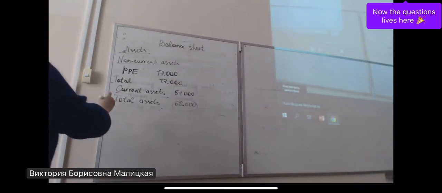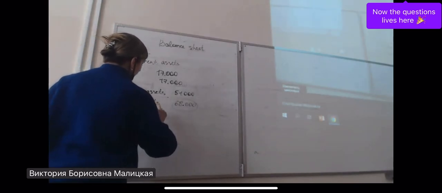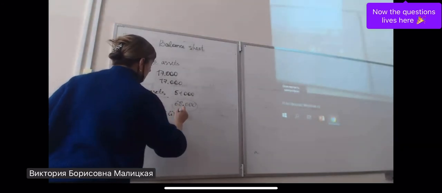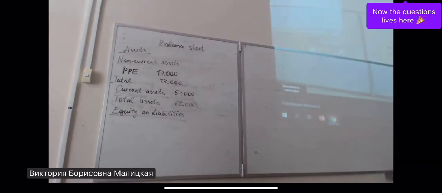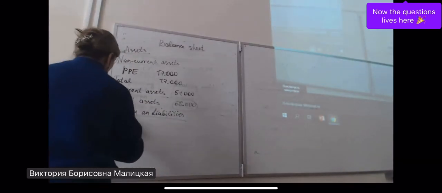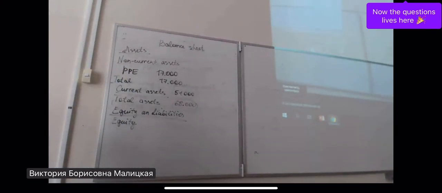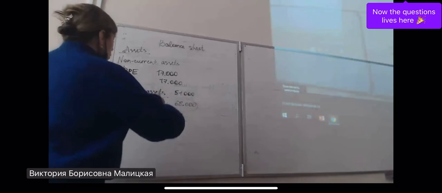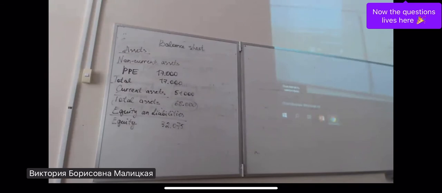Equity and liabilities. This is the next part of the balance sheet. We're just repeating the structure of the balance sheet. We begin with equity. How much is our equity? Tell me. Total equity is 32,000... 30, right? Yes, 32,075. Thank you.